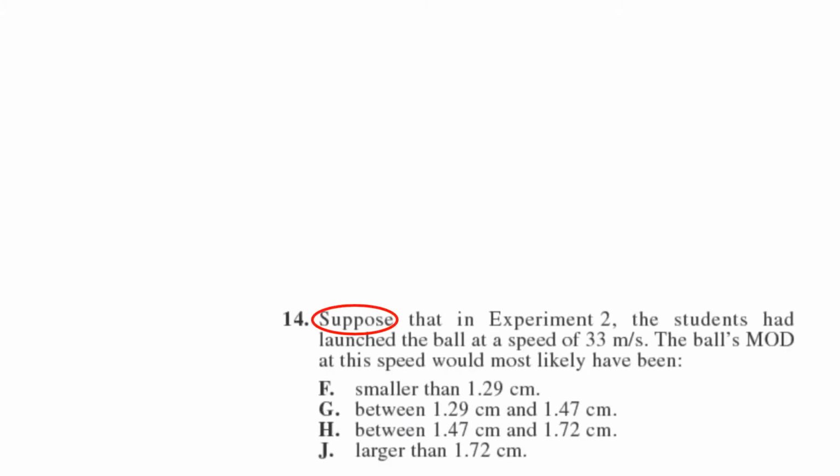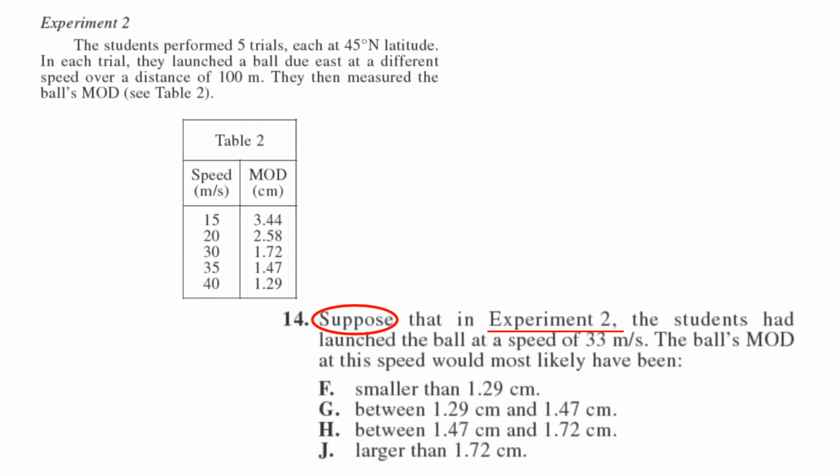Question 14 is a suppose question. Suppose, if, why questions. That's just your key that you know you're going to have to add some information or do some critical thinking. So we're looking at experiment 2. The students had launched the ball at a speed of 33 meters per second. The ball's MOD at this speed would most likely have been. So 33 is going to be between 30 and 35, which means it's going to be between 147 and 172. So your answer has to be H.